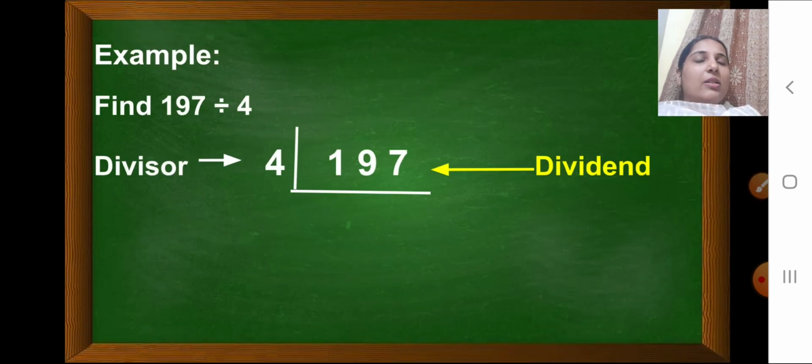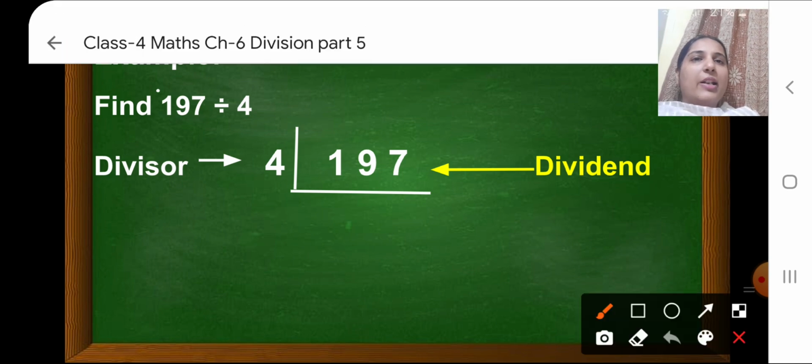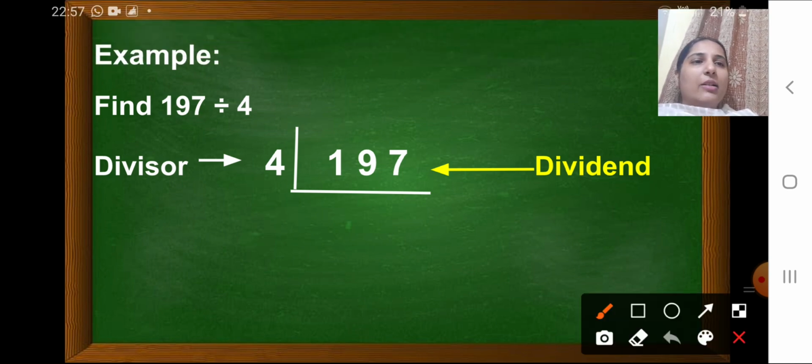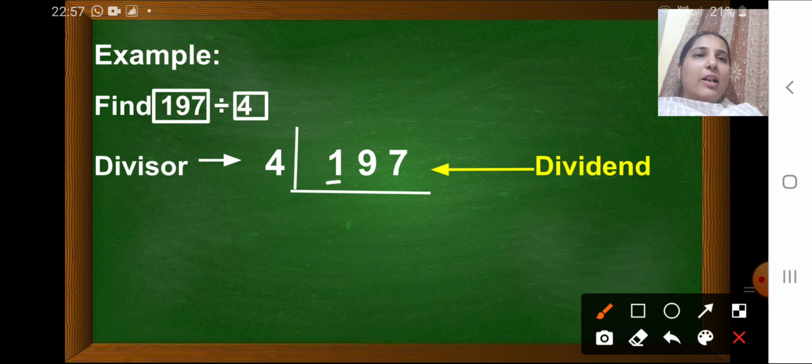So find 197 divided by 4. Now what is the dividend here, children? Again, dividend here is 197 and divisor here is 4. Now children, just see the first digit of the dividend, which is 1, and our divisor is 4.